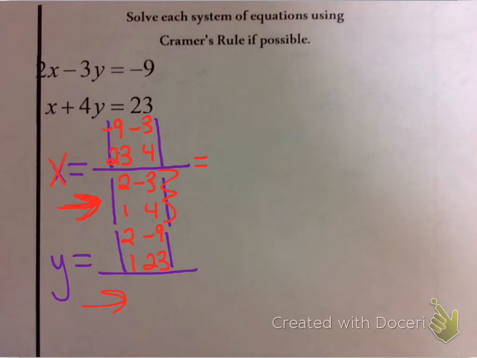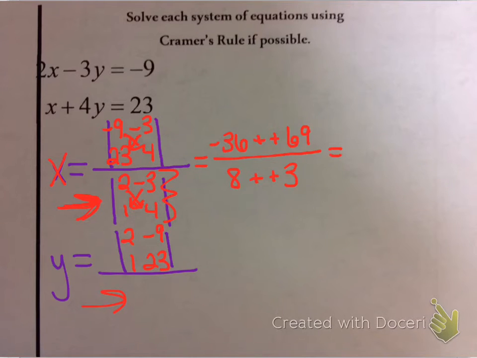So when I do my forward diagonal, -9 times +4 gives me -36, minus, and then my backwards diagonal is -3 times +23, which is -69. And because it is minus and negative, it does become addition. Okay? And then I'm going to set up the denominator as well. When I do my forward diagonal, 2 times 4 is 8, minus the backwards diagonal, which is negative 3 times 1, which is negative 3, which once again is going to become a plus.